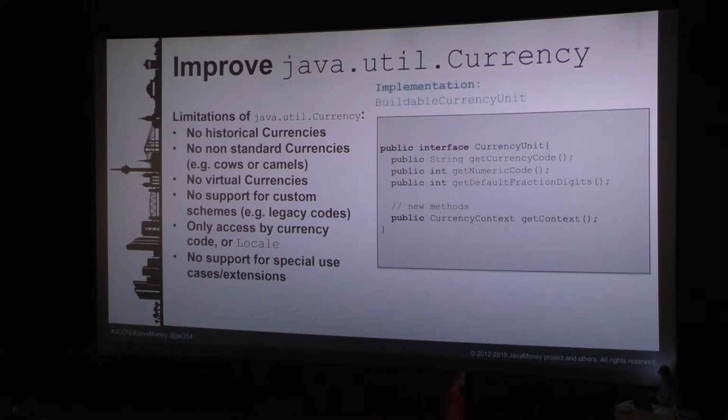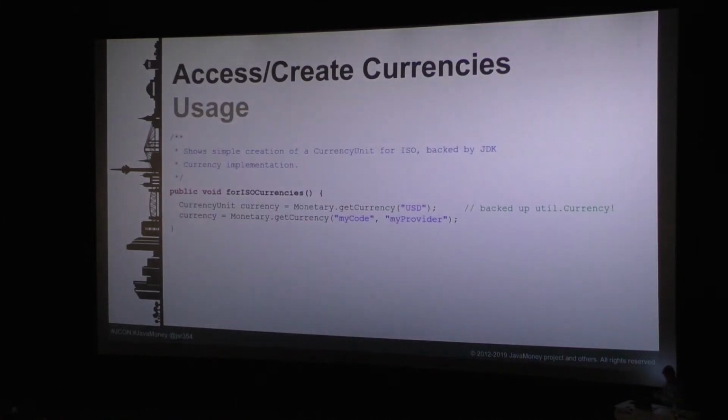There is also a buildable currency unit. That's a builder where you can put together your own currency as you like. You can use that. But most of the time, you just access a currency unit from the monetary singleton, which we'll see later, with just the currency code. That's exactly what you see here.